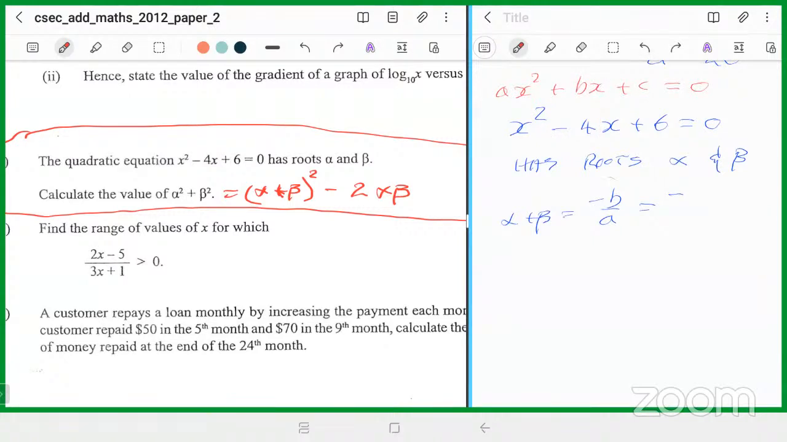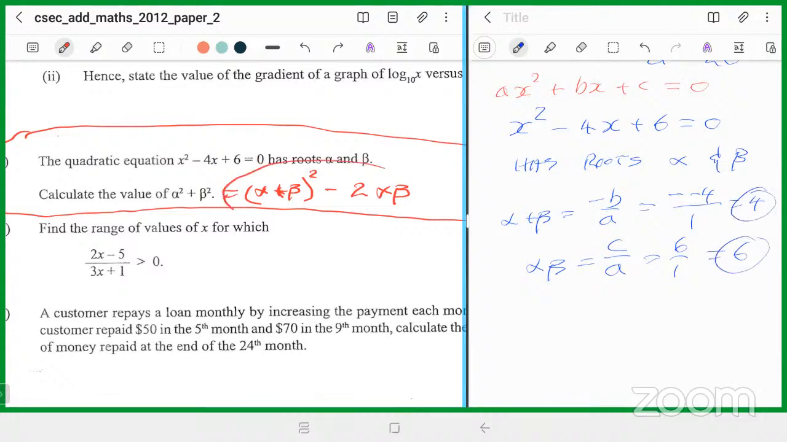And this expression for the sum of the roots comes from our equation being in that standard form. So it's minus the b, but the b is -4, so it's minus -4 over the a, and the a is the coefficient of x squared, in this case 1. That's 4. And the product of the roots, alpha beta, formula-wise, is c over a. In this case, the c is 6, and so that becomes 6 over 1, or 6. So basically just plug in these values now, the 4 and the 6, in this expression.